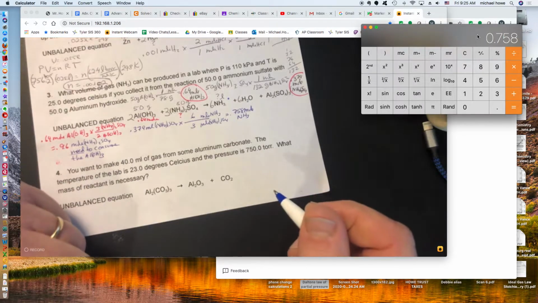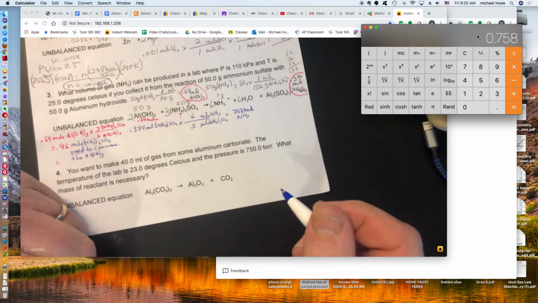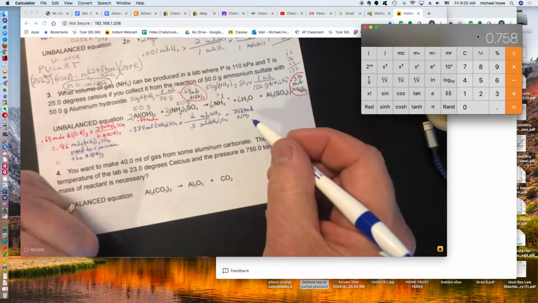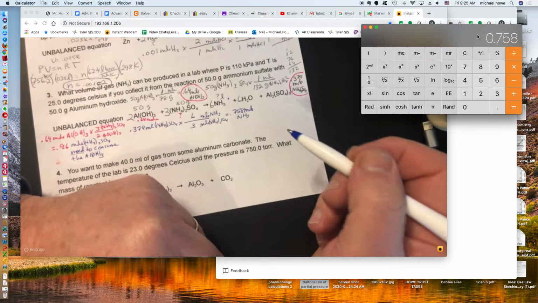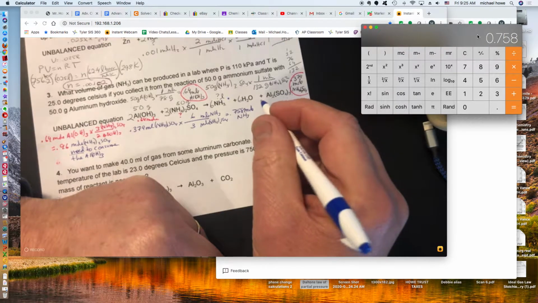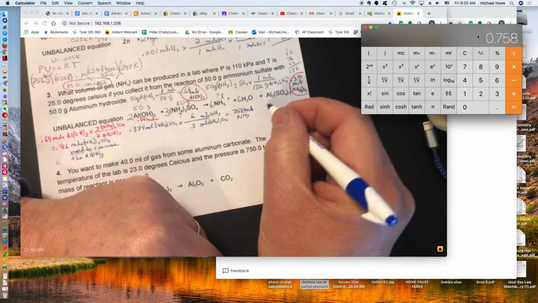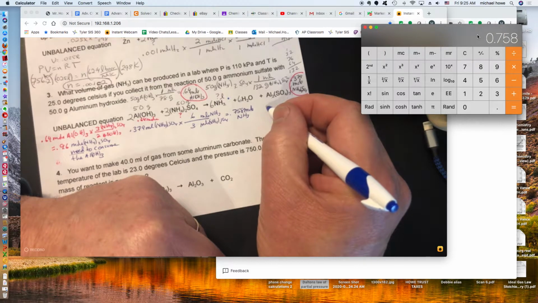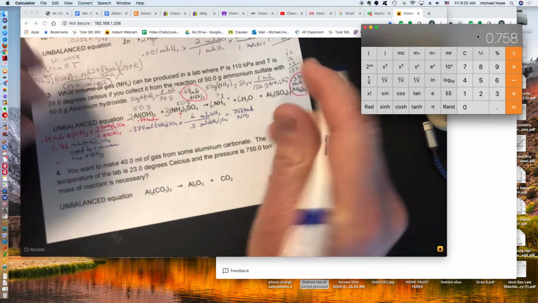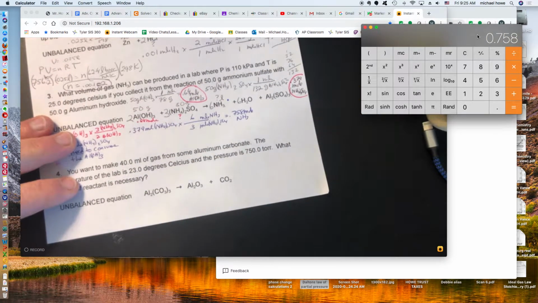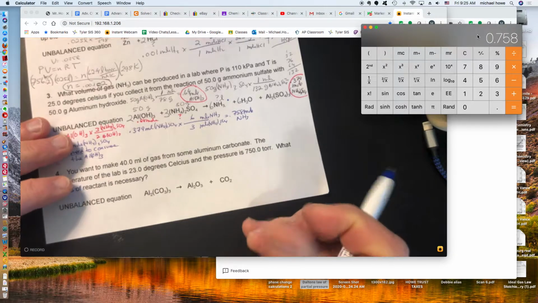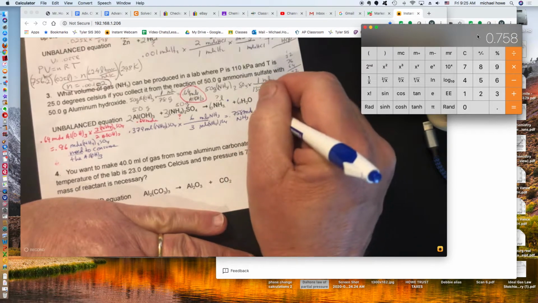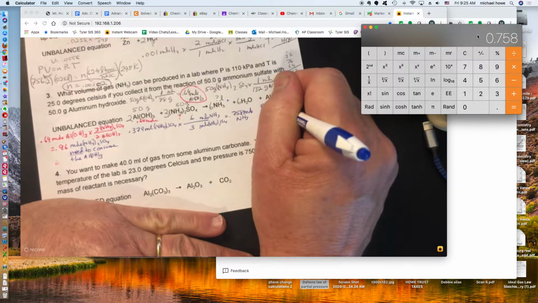At this point, we're now where we were in a previous problem that I did, in that we could either use the 22.4 or we could use PV equals nRT. I'm going to use PV equals nRT because it takes less space. If you use the 22.4, that would give you the volume of gas at standard conditions. Then you would need to do the V1, V2, P1, P2 problem to change to lab conditions. All right. So we're going to use PV equals nRT.